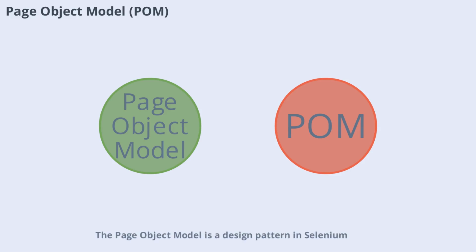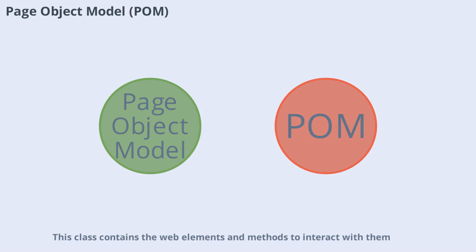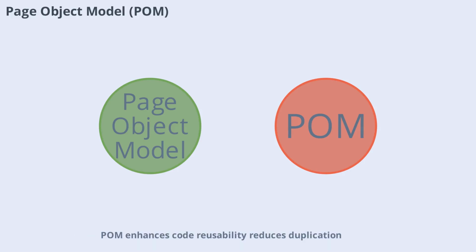The Page Object Model is a design pattern in Selenium where each web page is represented by a corresponding class. This class contains the web elements and methods to interact with them. POM enhances code reusability, reduces duplication, and simplifies test maintenance, making your automation framework more scalable.